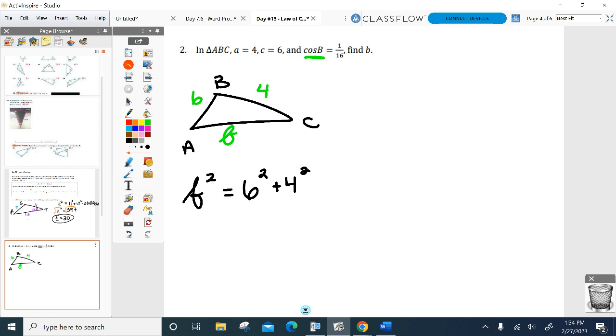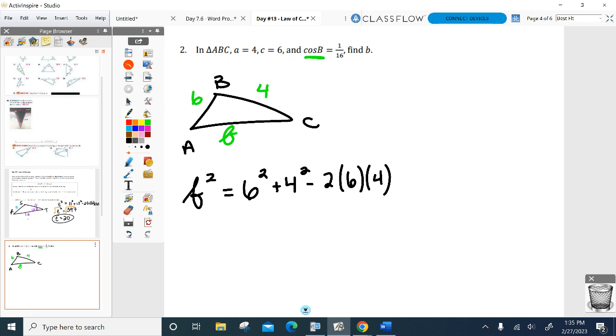Any confusion? Well, the formula says A squared equals. That's not how it works. You plug in the side across from the angle. Minus 2 times 6 times 4, and I'm going to stop right there.